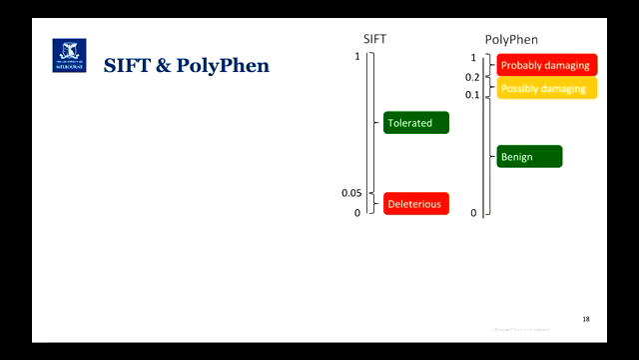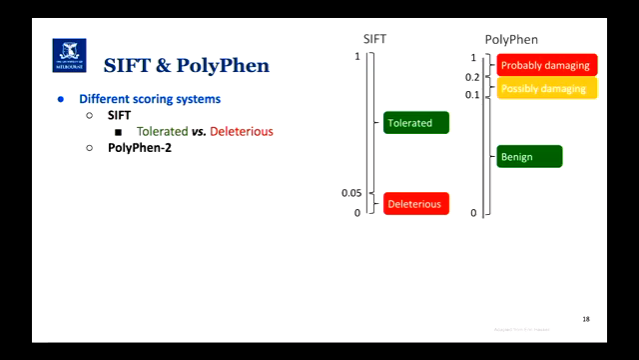So SIFT and PolyPhen will give different scores. And they do have different scoring systems. For instance, SIFT will say a given mutation is either tolerated or deleterious. If the probability is less than 0.05, it's going to say it's deleterious. If it's more than that, tolerated, while PolyPhen uses the opposite. So for values closer to 1, it will say this is probably damaging, but it also classifies mutations as possibly damaging, benign, and unknown based on whether they have enough information to make a prediction or not.